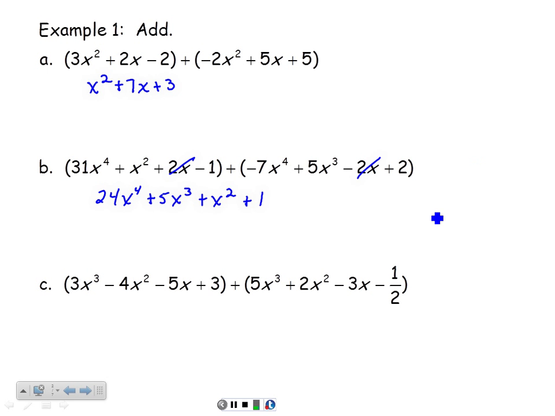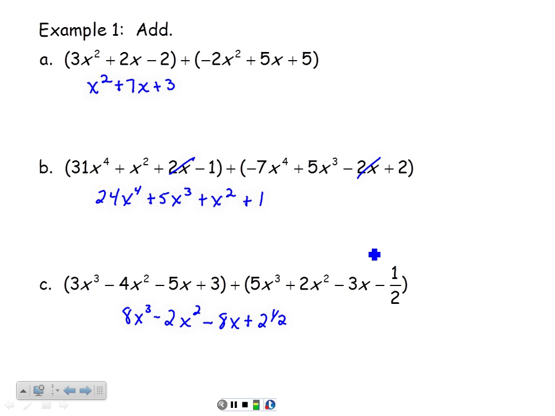Alright, for letter C, start with your highest exponent. Again, you have 3x to the third plus 5x to the third, which is going to be 8x to the third. We have negative 4x squared and a positive 2x squared, which is going to be negative 2x squared. We have a negative 5x plus a negative 3x, which is negative 8x. And then we have 3 plus a negative 1/2, which is going to be a positive 2 1/2.